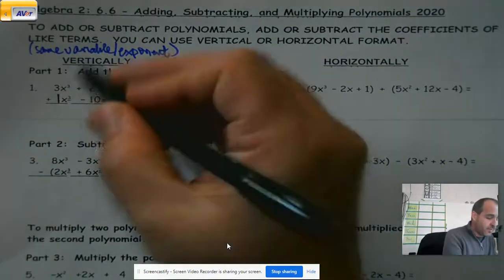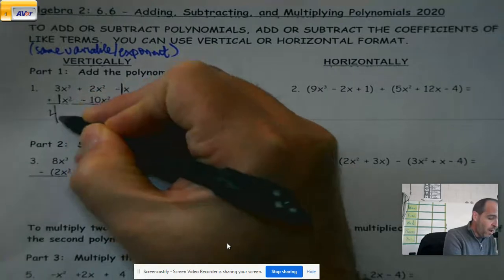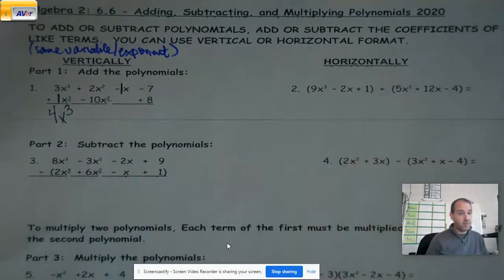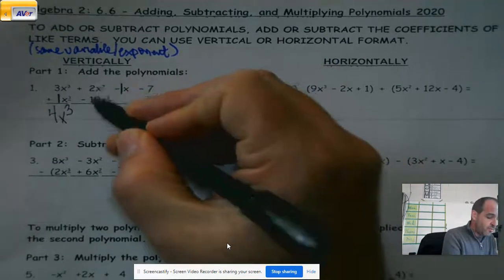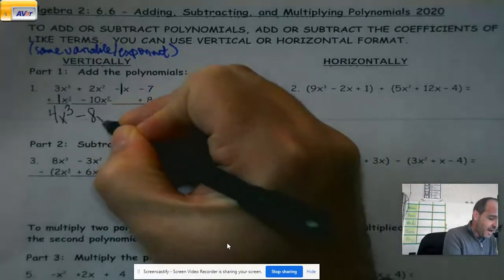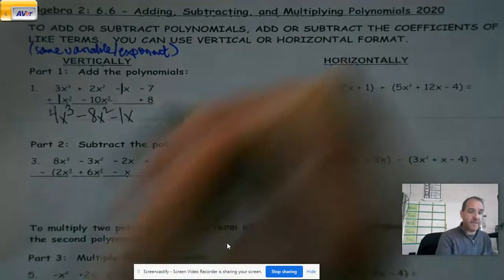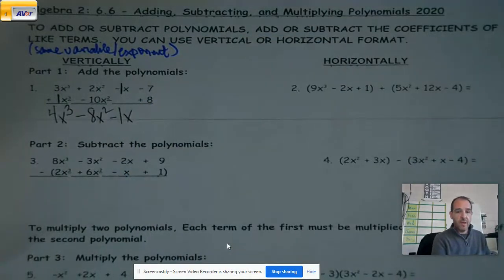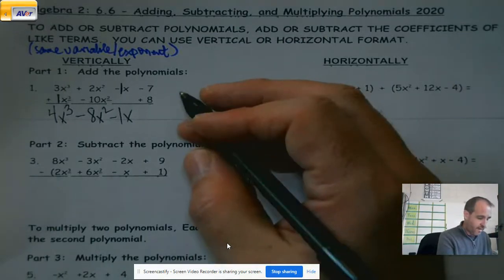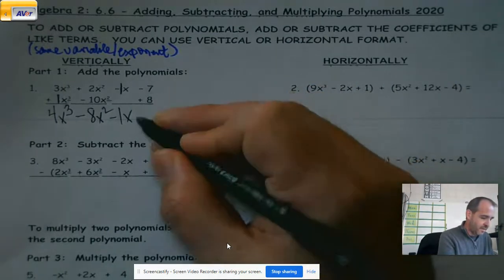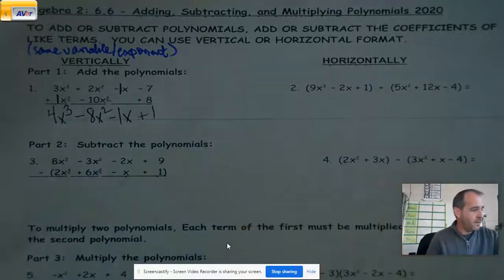I can go, okay, so 3 plus 1 is 4, x to the third. Not x to the sixth, okay? We're not multiplying here. We're not adding the exponents. We're leaving them alone. We're just combining like terms. So 2 minus 10 is negative 8, x squared. There are no other x's to work with, so we just leave that as minus 1x. And then 8 plus negative 8, oh my gosh, negative 7 plus 8 is 1.